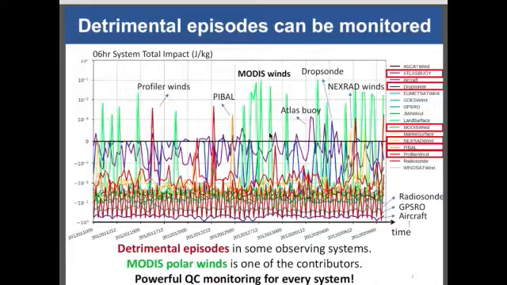It's interesting. In the radiosondes, you can see this kind of zigzag, and that's because most stations release their sondes every 12 hours. So most of the observing systems stay down here, but there are several other systems that continue to provide what we call the detrimental episodes. These I marked in the red boxes on the labels. It includes Atlas buoy, dropsondes, MODIS winds, NEXRAD winds, PIBAL, and profiler winds.